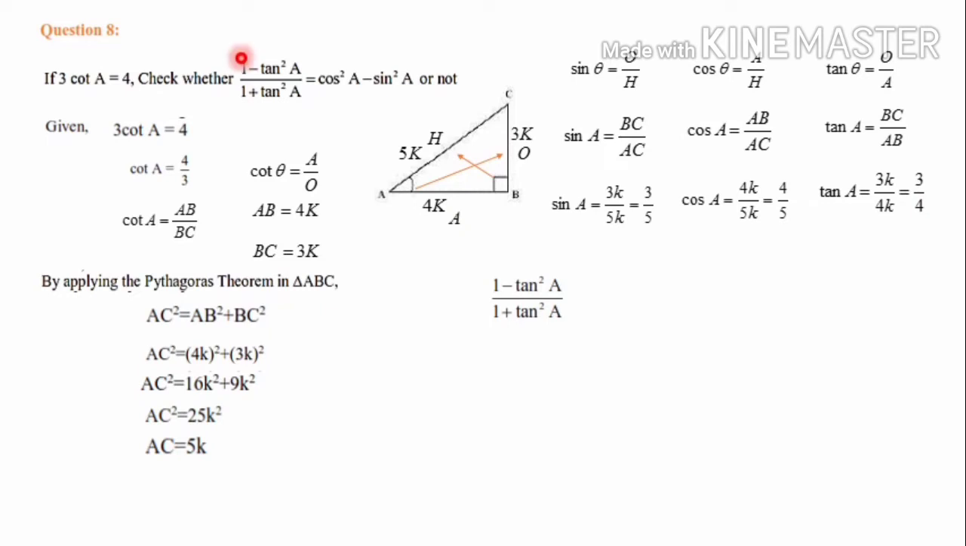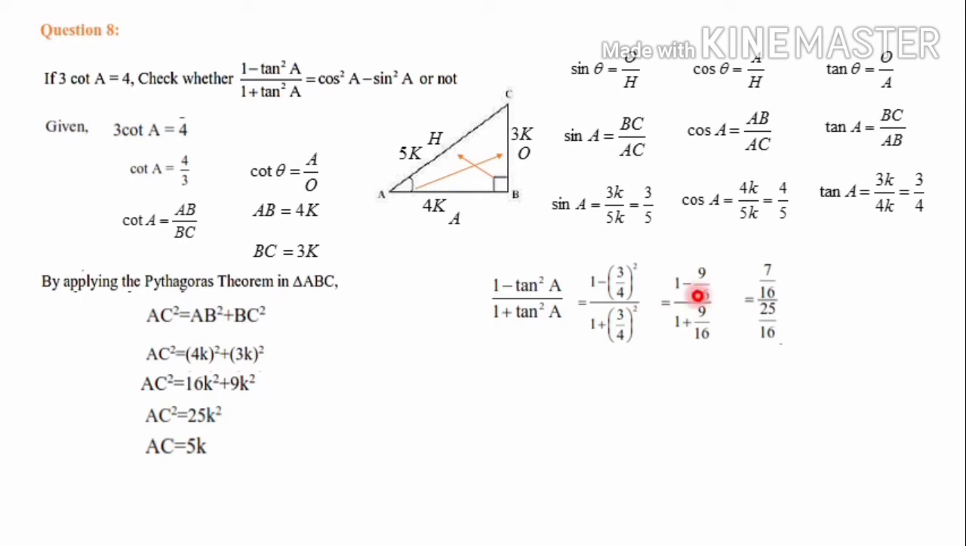Then let's calculate the left hand side, that is 1 minus tan square A divided by 1 plus tan square A. That is equal to 1 minus tan square A. Tan A we have calculated, that is 3 by 4. So tan square A is 3 by 4 the whole square, divided by 1 plus tan square A, that is 1 plus 3 by 4 the whole square. Let's go for the calculation. That is 1 minus 3 square is 9, 4 square is 16. So 9 divided by 16. In a similar way, the denominator also has 9 divided by 16.